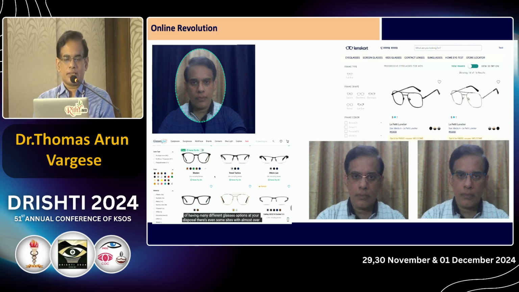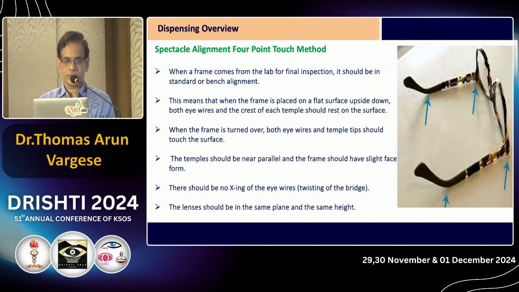And I was just trying this out. This is from Lenskart. It takes your photograph, and then you can try on the different frames and see how you look with them. And increasingly, especially our youngsters, are going for online purchase. And of course, if they have a problem, they're going to come back to you.